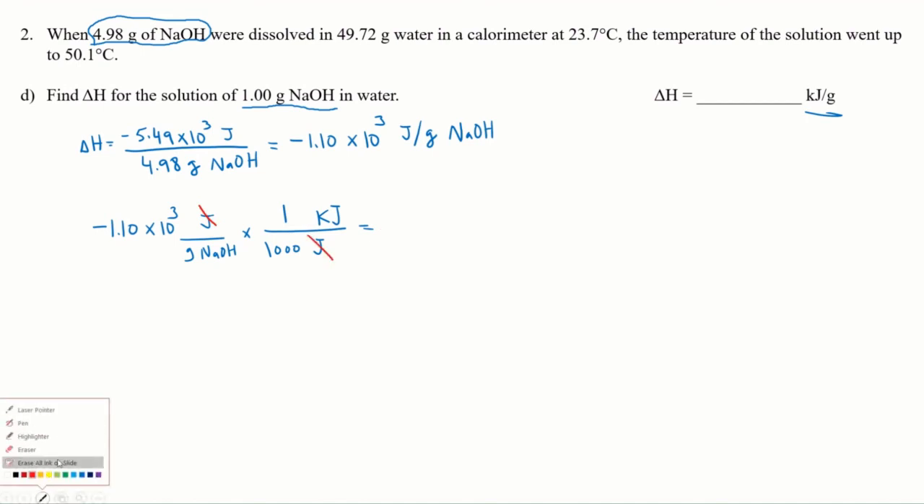And the final answer will be negative 1.10 kilojoules per gram of sodium hydroxide. So the final answer here in kilojoules per gram will be negative 1.10 kilojoules per gram.